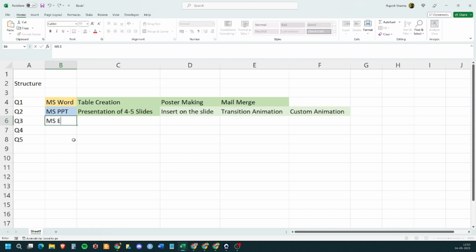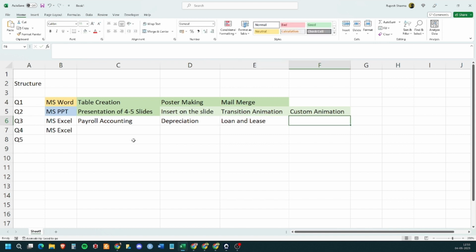अब जो हमारा तीसरा क्वेश्चन है और चौथा क्वेश्चन, that will be MS Excel. अब यहाँ पे हमारे पास everyone knows that we have got 5 topics basically. So one is payroll, then we have depreciation, then we have loan and lease, then we have regression, and lastly we have frequency distribution question.